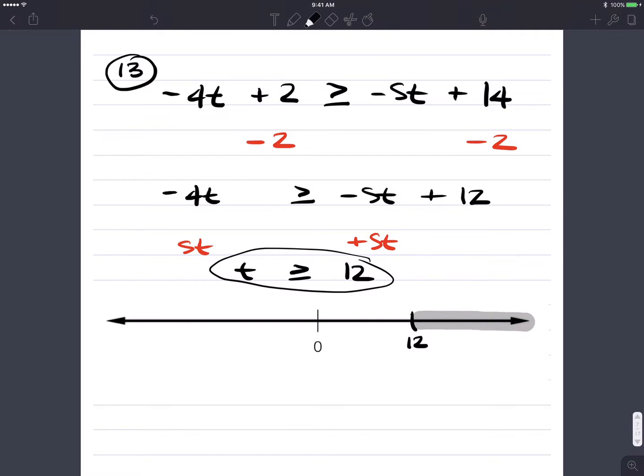These are numbers that are greater than 12. You're going to notice that we also have the equality sign. This is greater than or equal. So we're going to notate that we're going to have to include 12 in our graph by using the square bracket. What this means is to include the value of 12 as our solution because t is greater than or equal to 12. This is the graph.